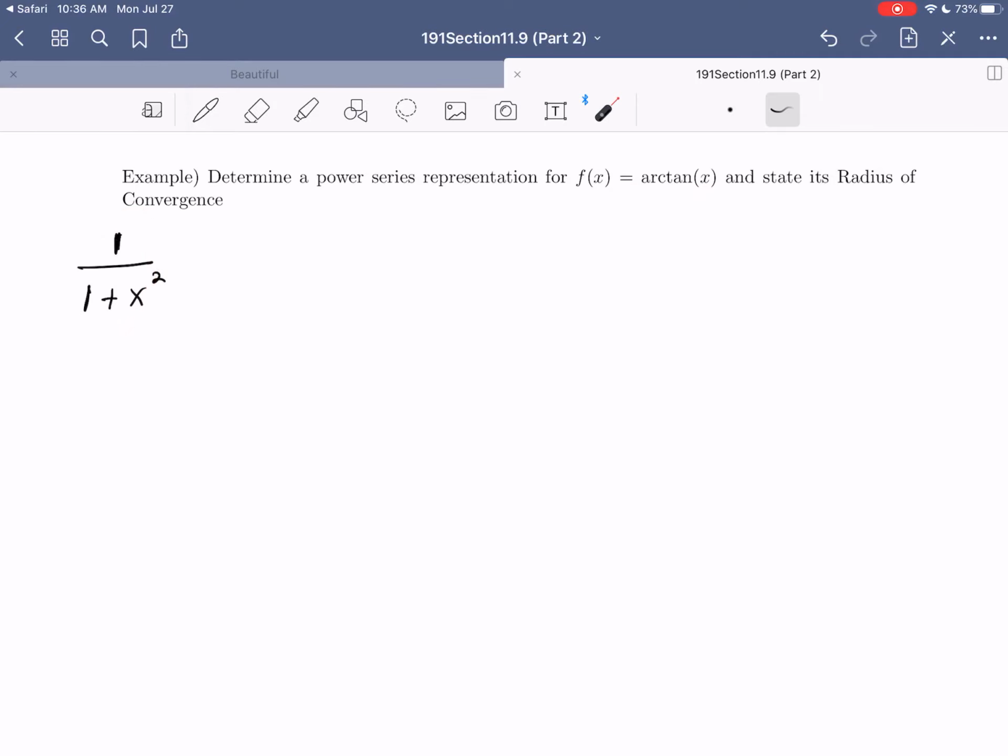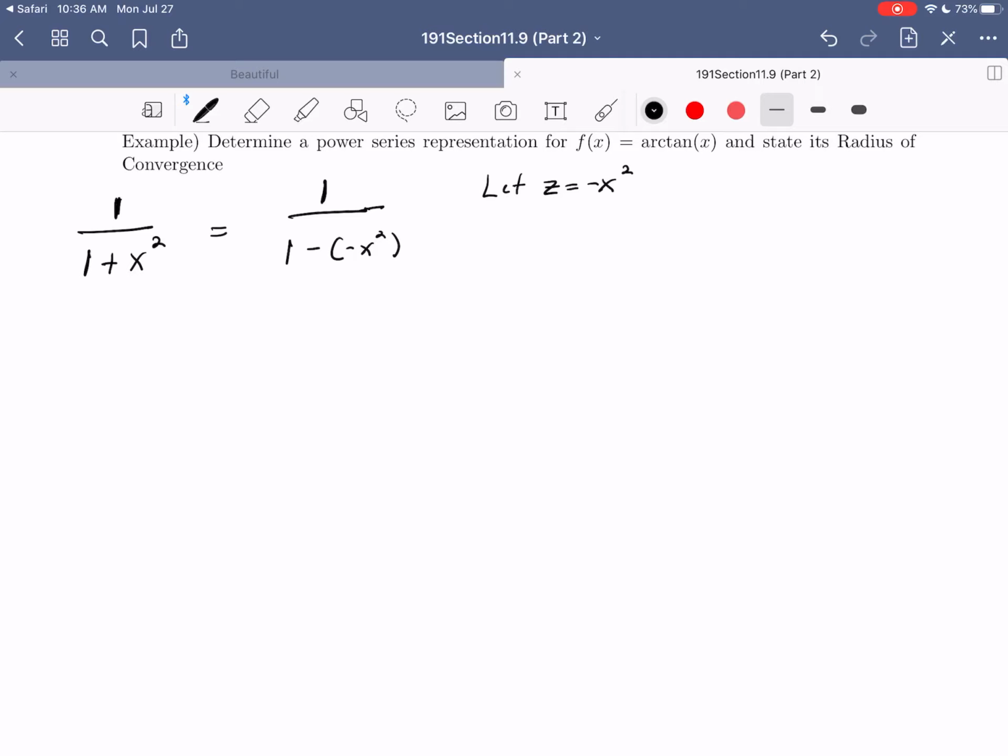So we can definitely go from here to here. This is also good because it's a rational expression. We know how to represent these. So we'll do our standard trick. We'll view this as 1 over 1 minus negative x squared. We'll go ahead and let z equal negative x squared. So we can do this as 1 over 1 minus z. Standard approach, rewrite that as its power series representation: the sum from n equals 0 to infinity of z to the n, as long as the absolute value of z is less than 1.